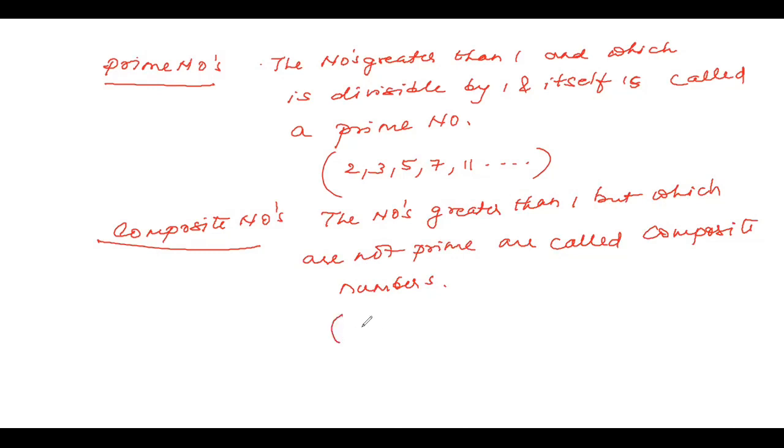So listen. 2 prime, 3 prime, not allowed. 4 is allowed, beta, it's not a prime number greater than 1. 5 not allowed, 6 allowed, 7 not allowed, 8 allowed, 9 allowed, 10 allowed, 11 not allowed, 12 allowed, it goes on. So the numbers greater than 1, but which are not prime, are called composite numbers. Got it?